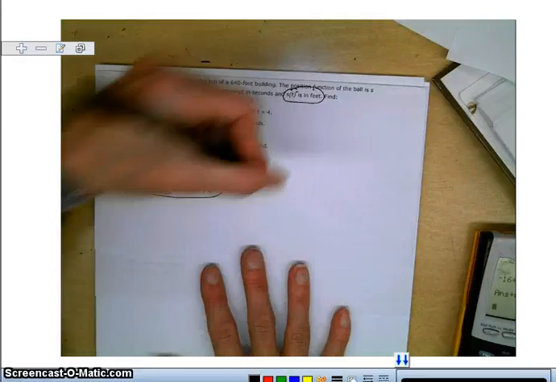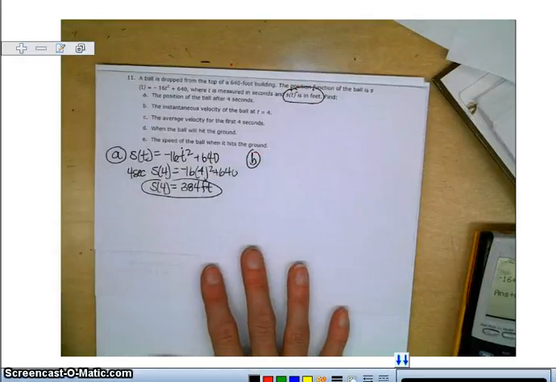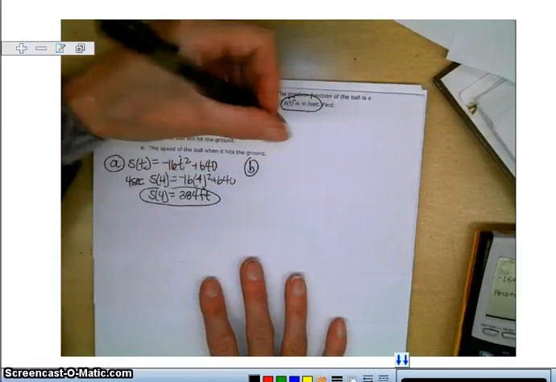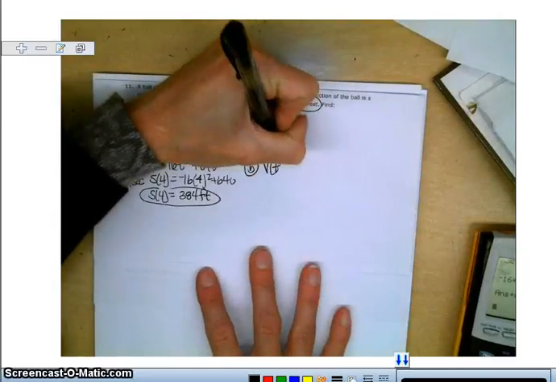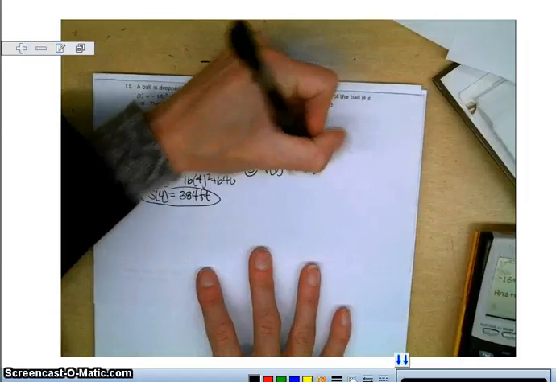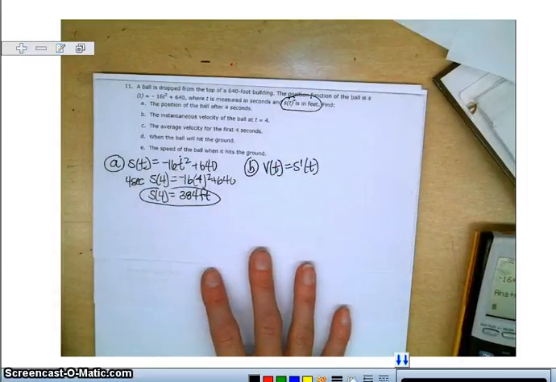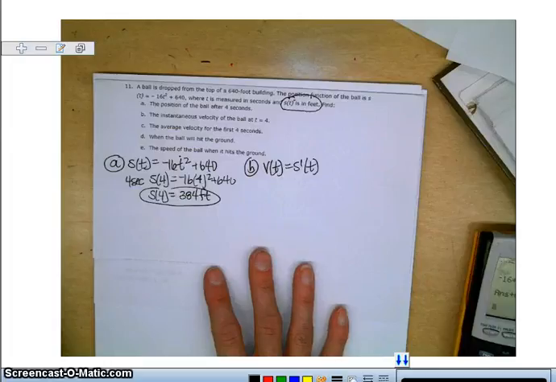Okay, part B says find the instantaneous velocity of the ball at t equals 4. All right, instantaneous velocity. What did I tell you instantaneous velocity is? It's in your formulas. It is the derivative. The instantaneous velocity, v of t, is equal to the derivative of position. The change in distance over change in time is the average velocity. That's very different than instantaneous.